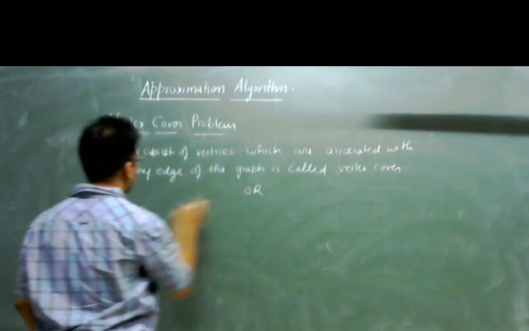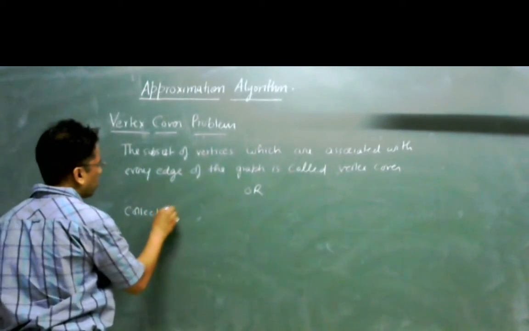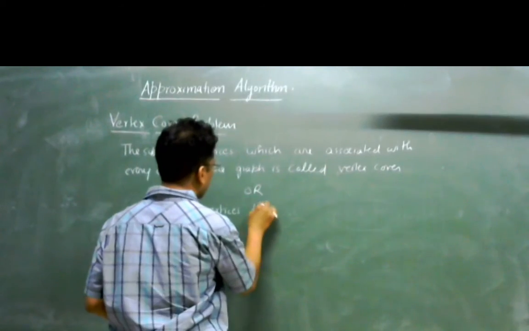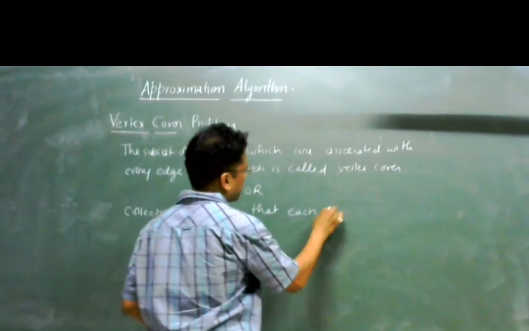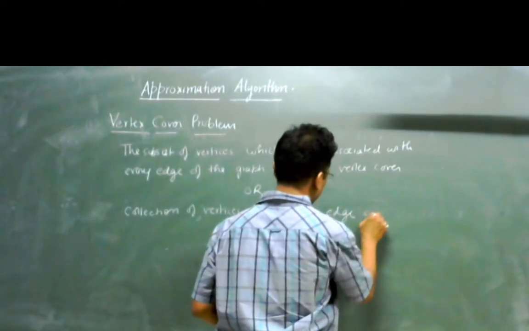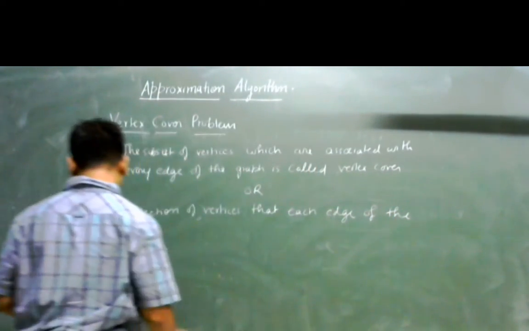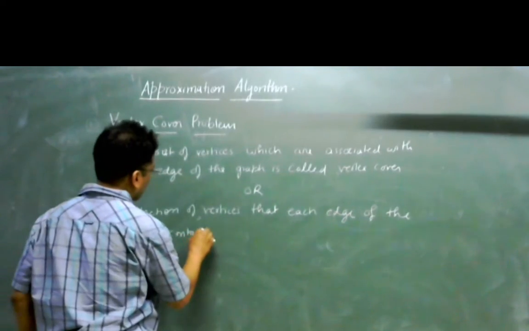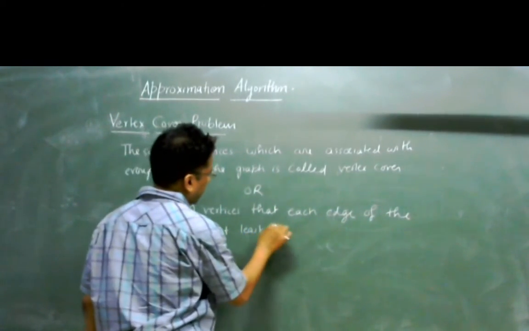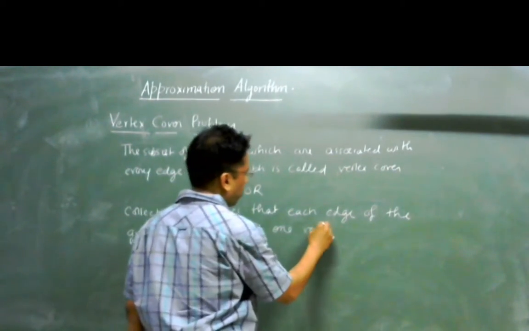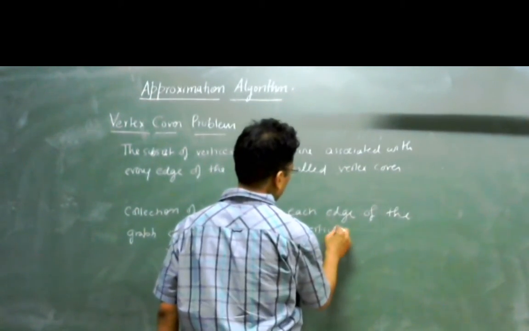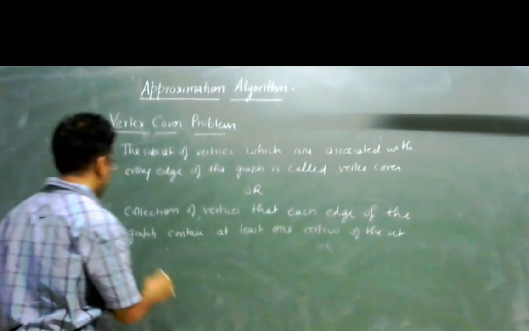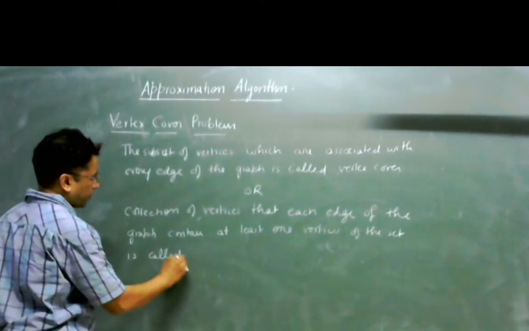Or you must write it as: the collection of vertices such that each edge of the graph contains at least one vertex of the set is called vertex cover.